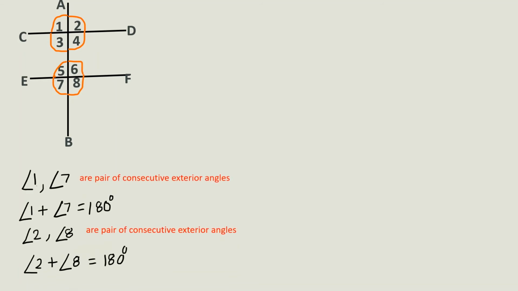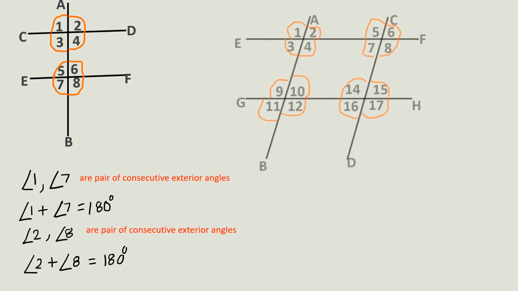We know that angle 1 and angle 7 are a pair of consecutive exterior angles, and when added they give us 180 degrees. And angle 2 and angle 8 are a pair of consecutive exterior angles, and when added together they also give us 180 degrees.